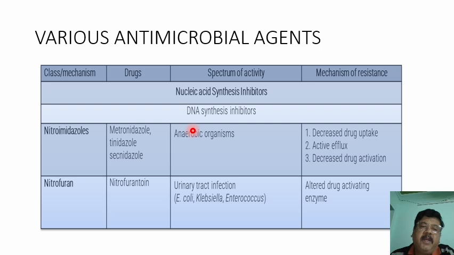Then the DNA synthesis inhibitors, nitroimidazoles: metronidazole, tinidazole, and secnidazole, which are used for anaerobic organisms. Resistance: decreased drug uptake, active efflux, decreased drug activation. Then nitrofurans. Nitrofurantoin is the example, used for urinary tract infection, E. coli, Klebsiella, Enterococcus. Resistance: altered drug activating enzyme. Nitrofurantoin is a very good oral drug, but it should not be used for Proteus vulgaris.